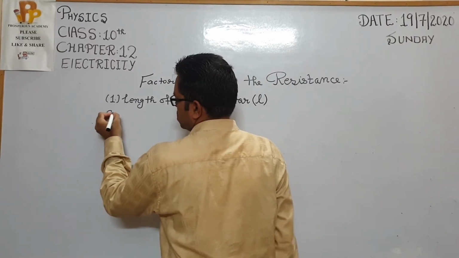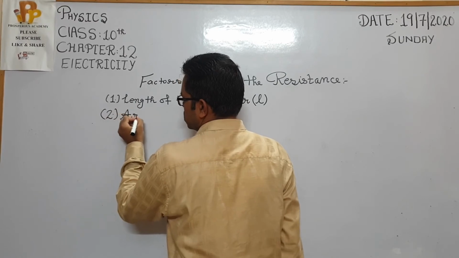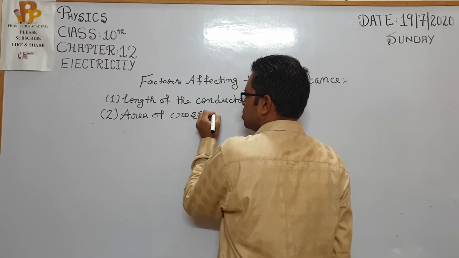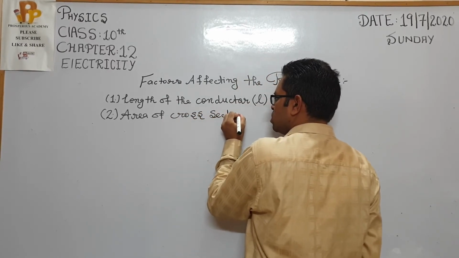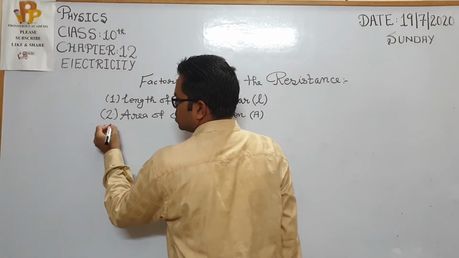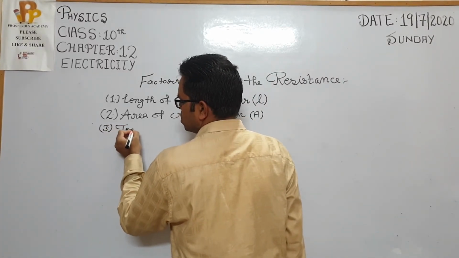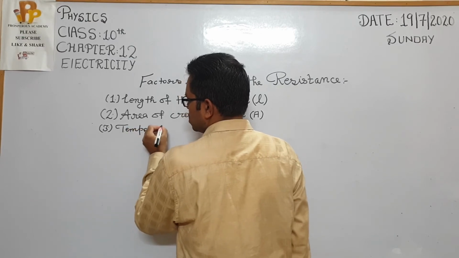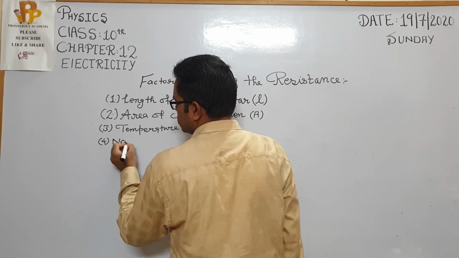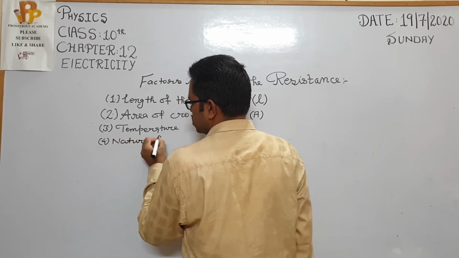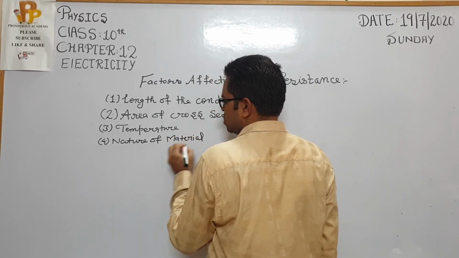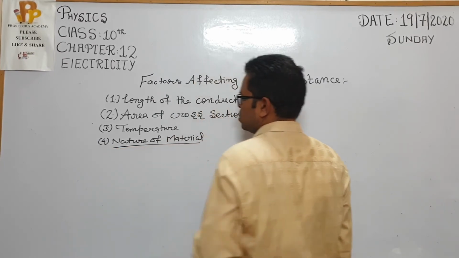Second one is area of cross section, that is A. Third is temperature. Fourth one is nature of material. Note down बच्चे.